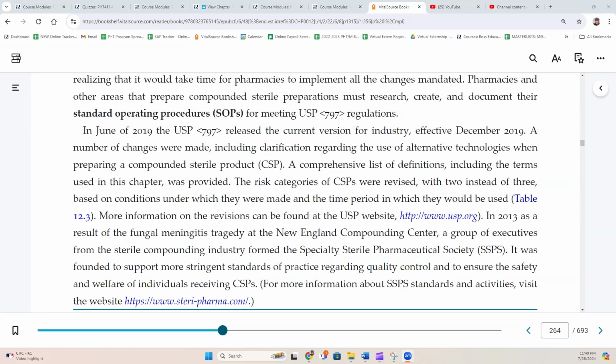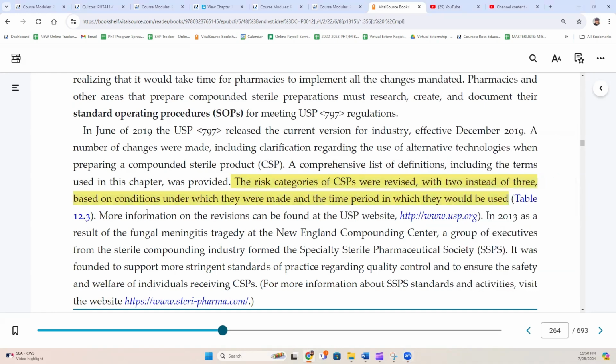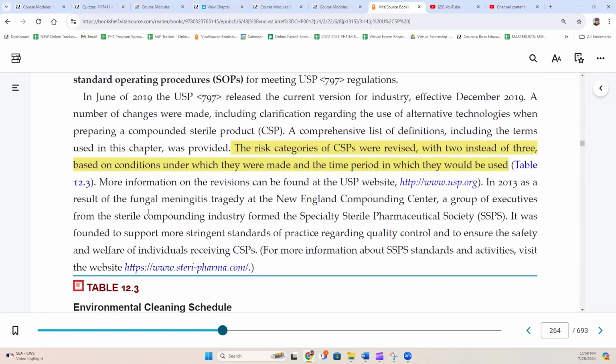In June of 2019, the USP released the current version of USP 797 for industry, effective December 2019. A number of changes were made, including clarification regarding the use of alternate technologies when preparing a compounded sterile product. A comprehensive list of definitions, including the terms used in this chapter, was provided. The risk categories of CSPs were revised to two instead of three, based on the conditions under which they were made and the time period in which they would be used. Just highlighting that might be really important to you. More information on the revisions can be found at the USP website.